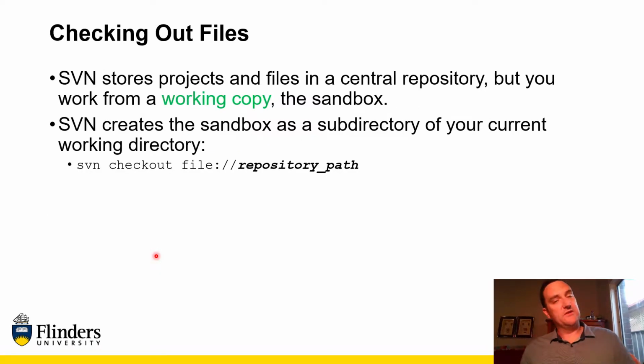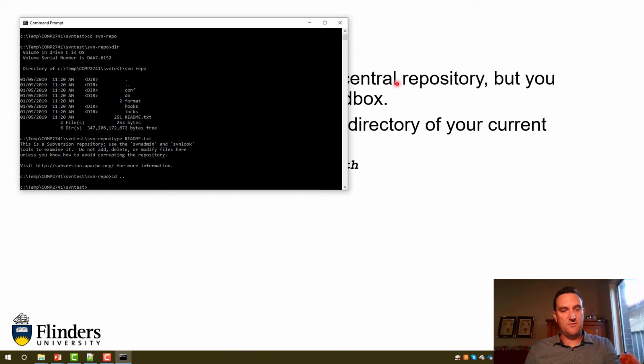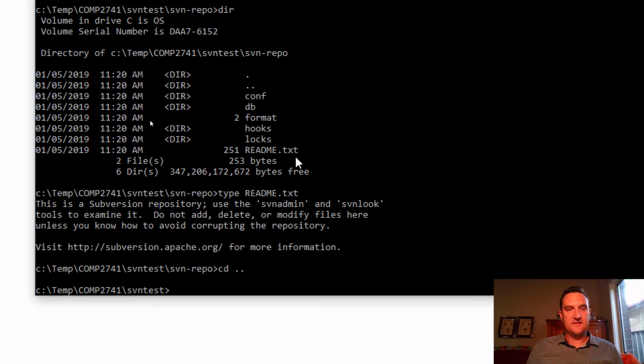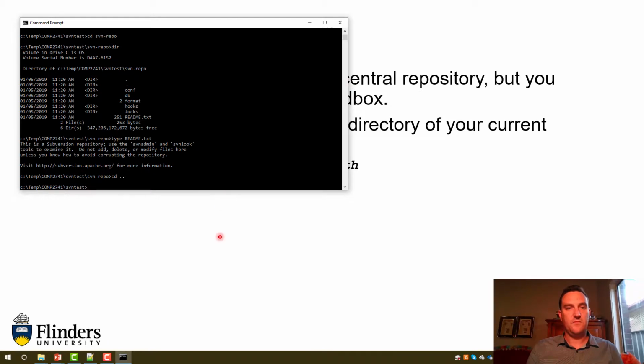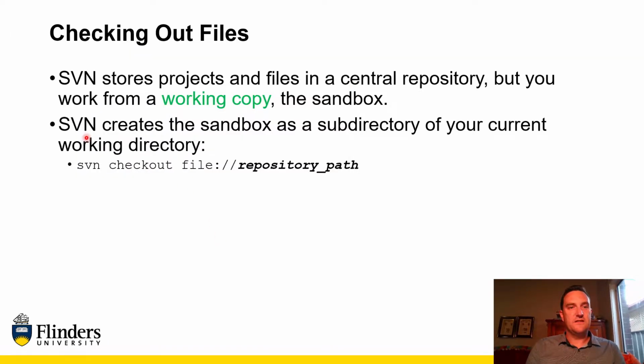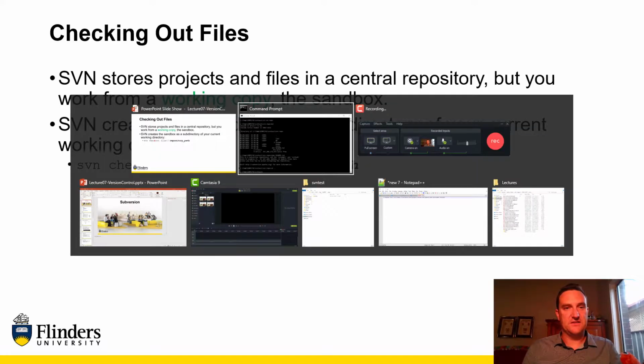So what we really want to do, once we've got that set up, is check out the files that we're working on. So SVN stores the projects and files in a central repository, right? That's what we just created here. This is our central repository that we have. And we want to create our sandbox, or our working copy that we are going to work on. And we can use the checkout command to do that. All right, so let's try this out, shall we?